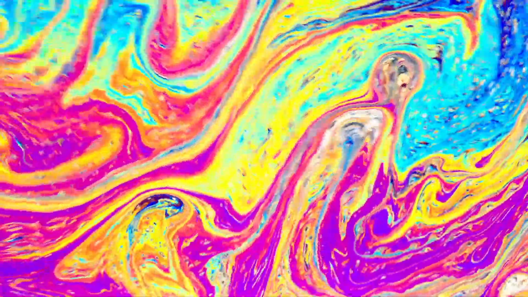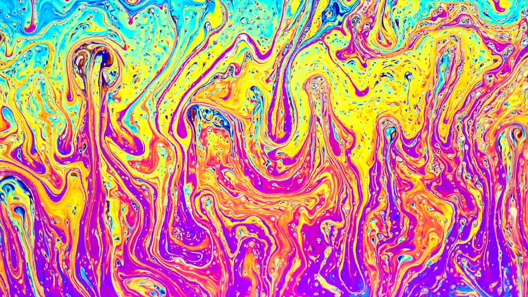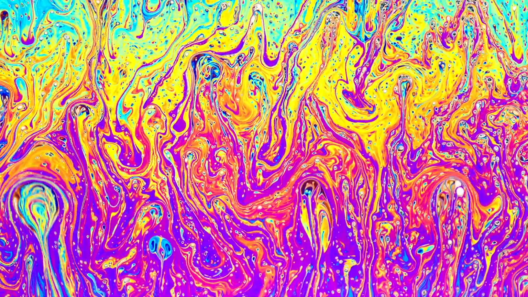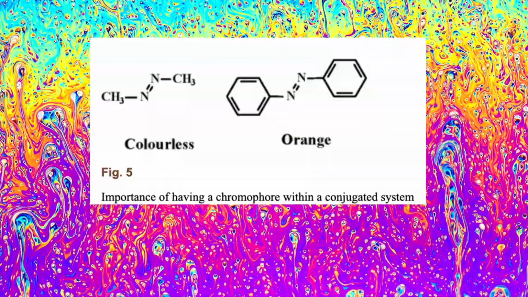Substituents such as OH or NH2 can donate electrons into a conjugated system, shifting absorption towards longer wavelengths, a red shift, while groups like NO2 withdraw electrons and shift absorption toward shorter wavelengths, a blue shift. Electron withdrawing groups stabilize the LUMO, electron donating groups raise the HOMO.